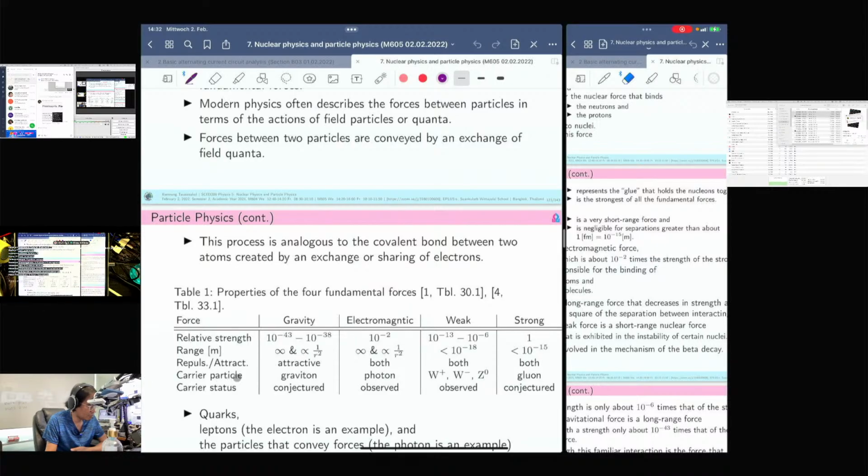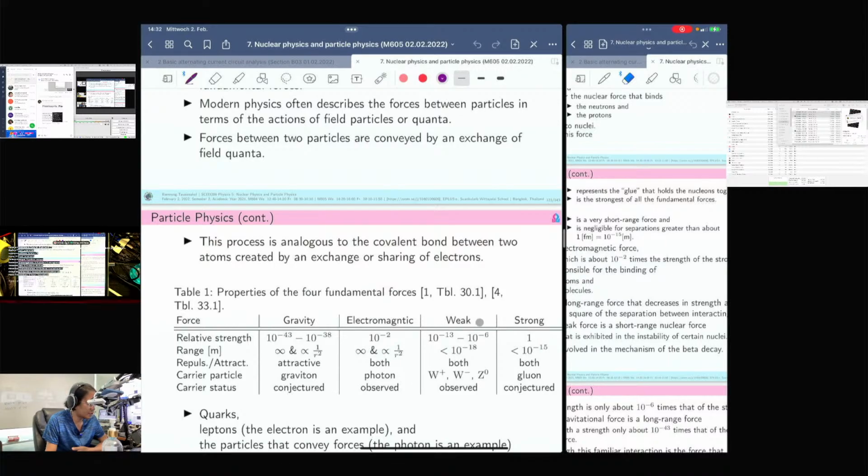What is the carrier particle for each of the four fundamental forces? For gravity, physicists believe there should be a particle known as the graviton, but no one could prove this in experiment right now. Regarding the electromagnetic force, of course, we know that the photon is the field quanta, the amount of energy that carries the electromagnetic force. The photon is known to us, gamma rays and so on.